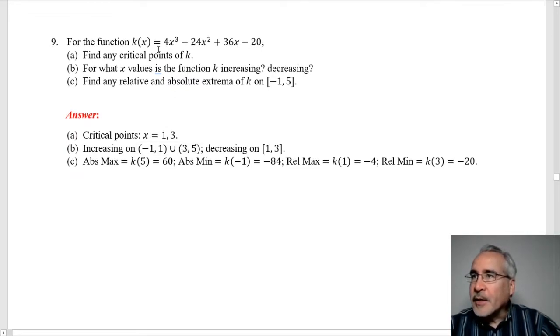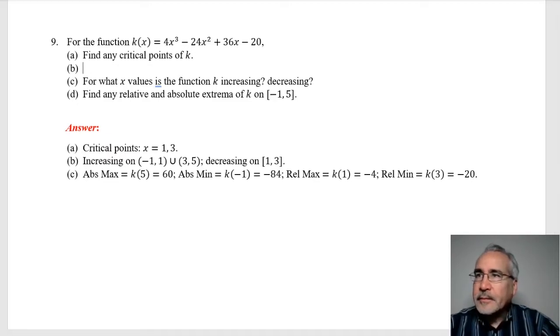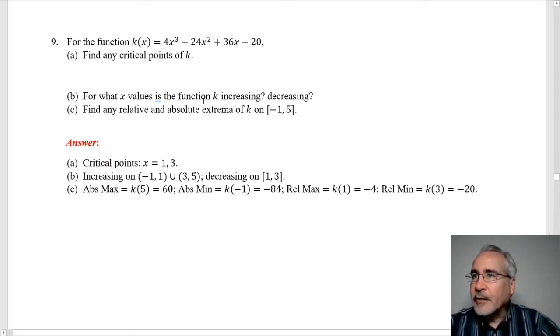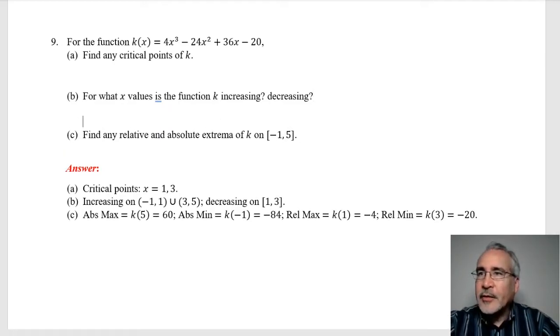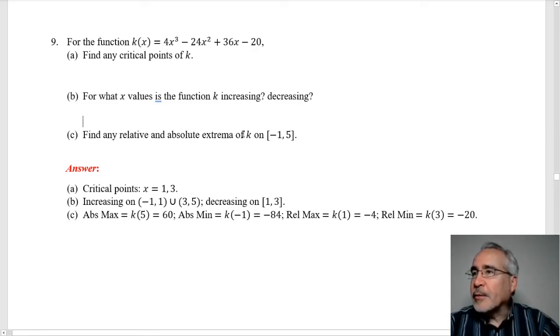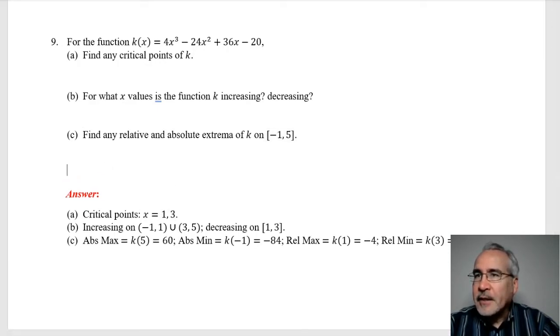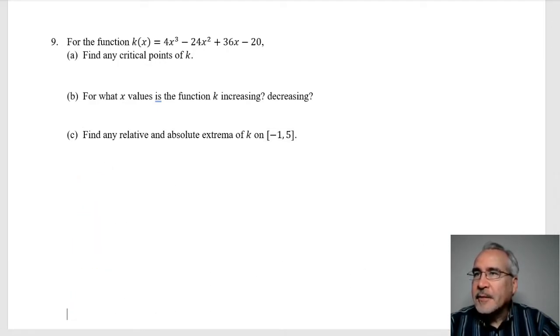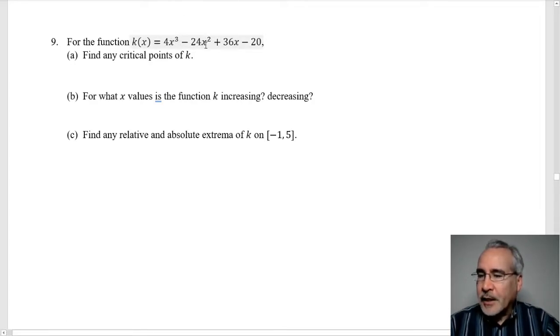Now this one is a polynomial, but we will do the same thing. Let's just go ahead and graph it first. It'll help us find these critical points: for what x values is the function k increasing, decreasing. The graph will tell us that best, otherwise you have to plug in a lot of values. Find any relative and absolute extreme on k on this interval. It's showing us the answers already, so we don't want to see those. 4x to the third minus 24x squared.